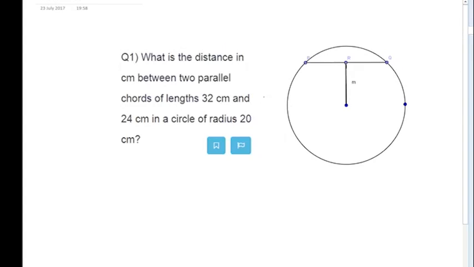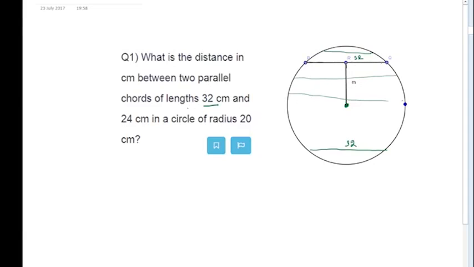Let's look at some questions. What is the distance in centimeter between two parallel chords of length 32 centimeter and 24 centimeter in a circle of radius 20 centimeter? So let's see what it's saying. When you have a circle of radius 20 centimeter, as soon as I start drawing chords like this, the length of the chord keeps reducing, right? So if there is a chord of length 32 centimeter, it can either be on this side or on this side also, because on this side also it will keep reducing and at some point it will reach 32.